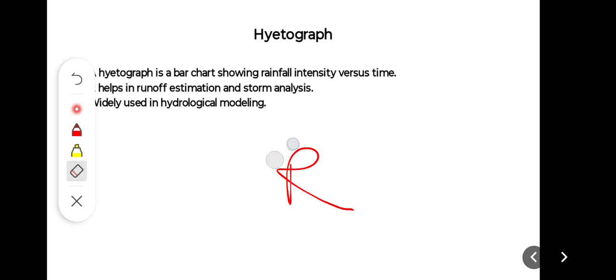Using a system, software, a laptop, you can model and understand where how much rainfall and how much runoff will come, and you can do this using the models.